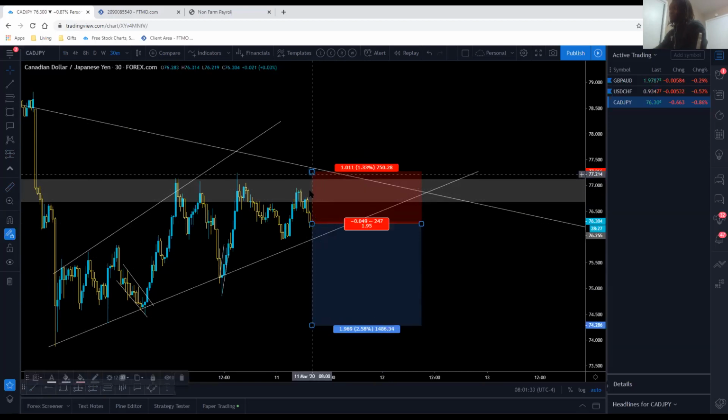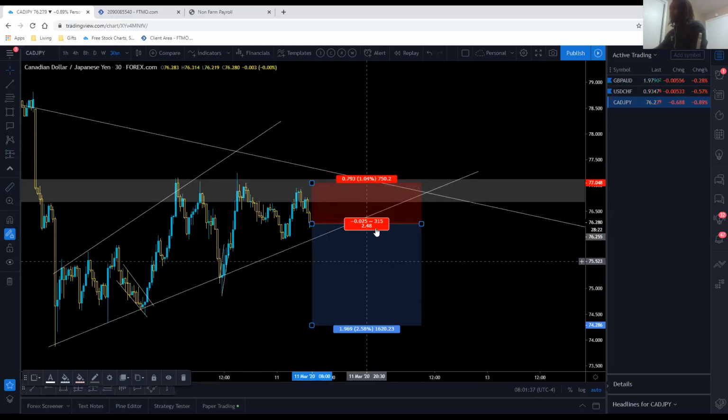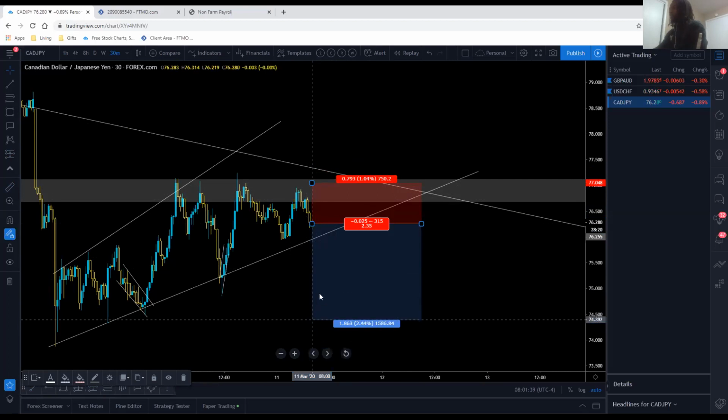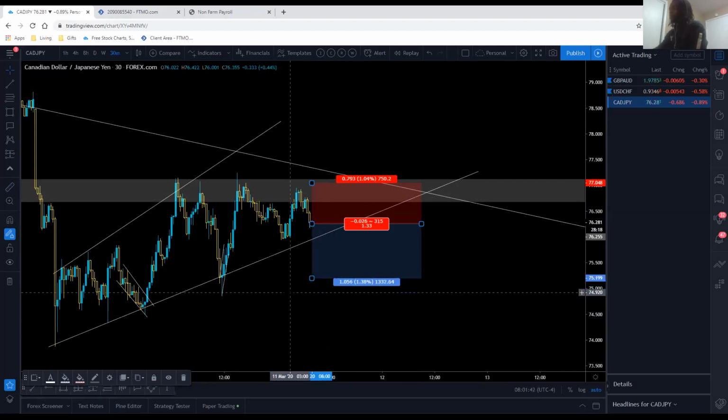If you don't like 100 pips stop loss, set it like at 80 pips stop loss. If you don't like 80 pips stop loss, place the trade or go down to the 5-minute and scout.